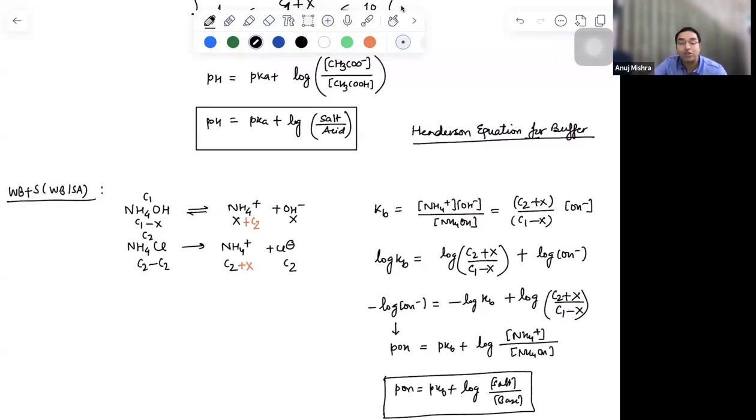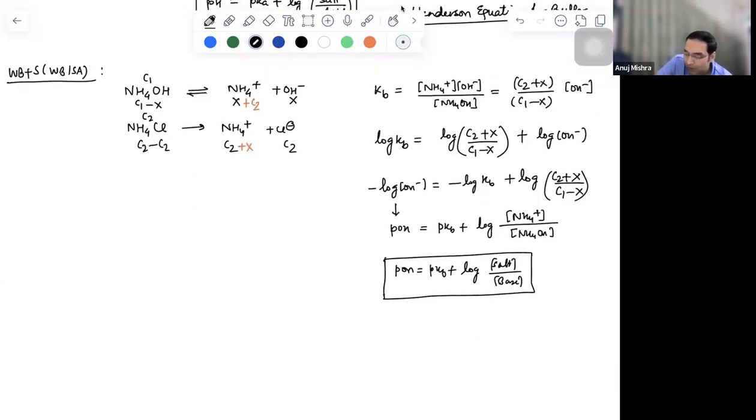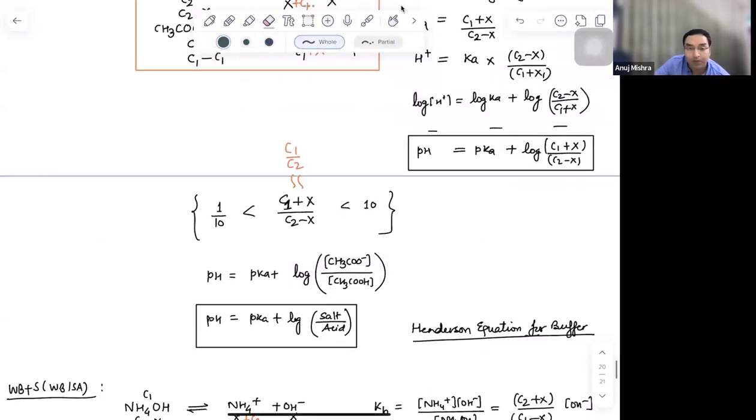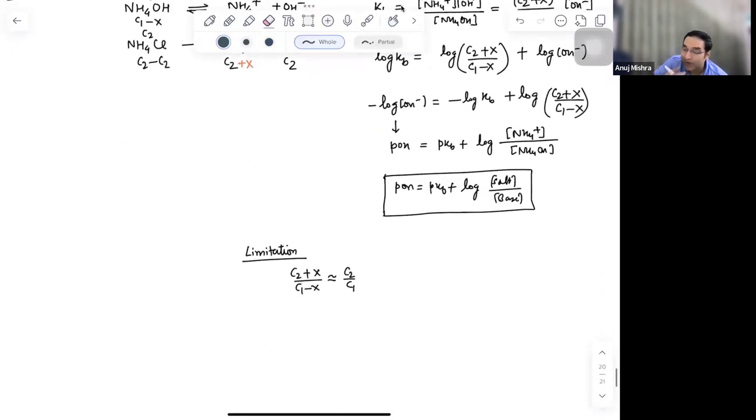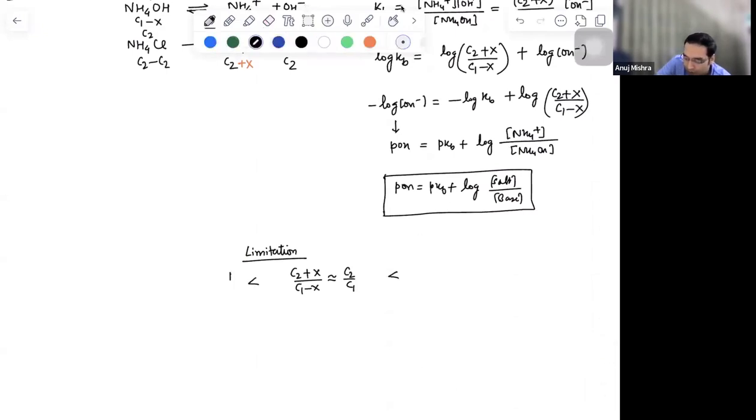And you must understand the limitation of this also. Whatever I'm writing is valid because I'm replacing C2 plus X upon C1 minus X as, this is the limitation. So I'm assuming here this was almost C1 upon C2. We also understand that this value cannot cross the limit of 1 upon 10 to 10. If it is crossing, be careful. Don't call it a buffer. Write the equations separately, solve them separately. Don't take any neglection and do it properly in detail.